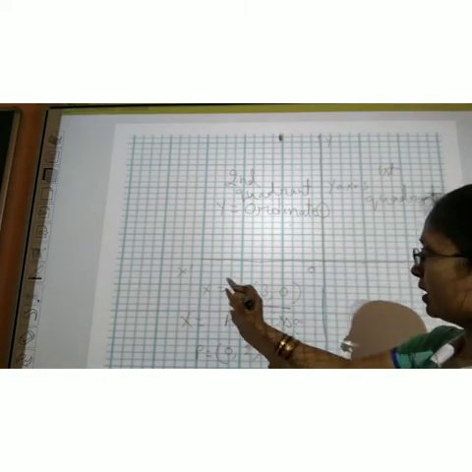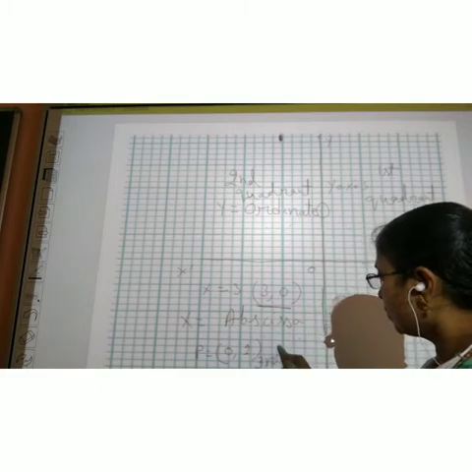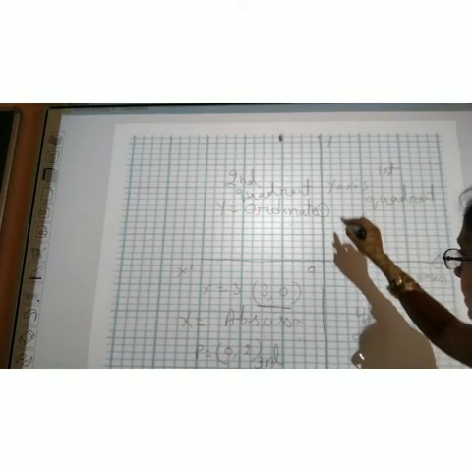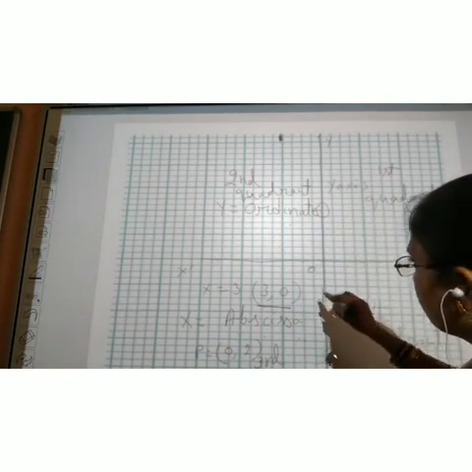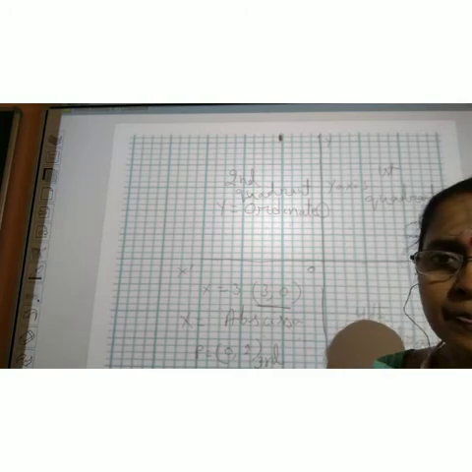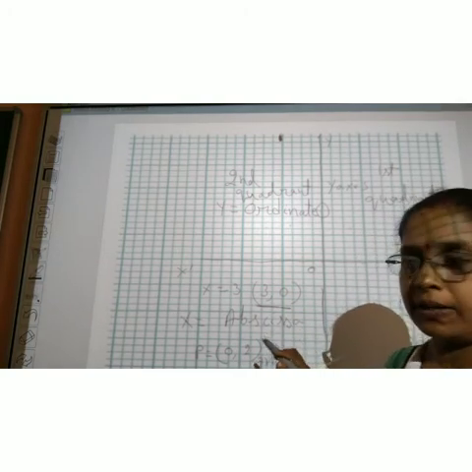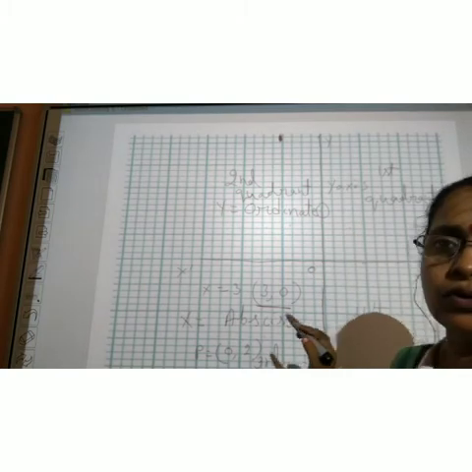Then this is the third quadrant, X'OY'. It is the third quadrant. Then it is the fourth quadrant, XOY'. It is the fourth. So if two perpendicular lines intersect each other in the Cartesian plane, they divide the Cartesian plane into 4 quadrants: the first, second, third and fourth.